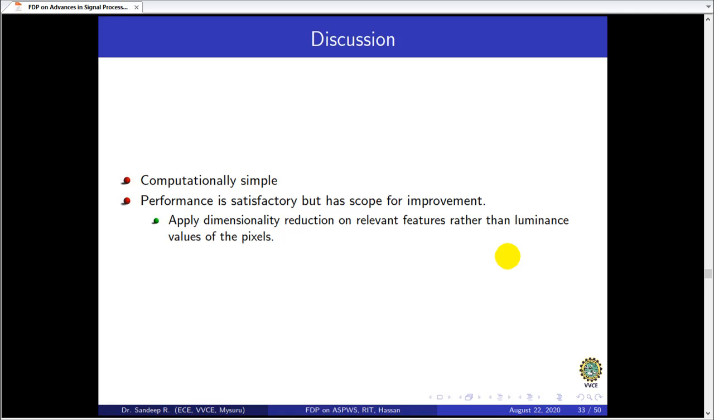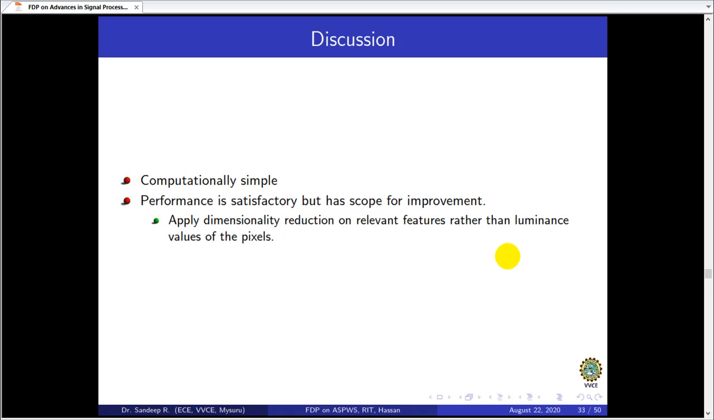But it definitely has scope for improvement, and we said that instead of applying random projections on the luminance values of the video, we can extract the relevant features and then apply the random projection on those features, and therefore we can get an improvement in the performance of the algorithm. Let us see if we can achieve it.